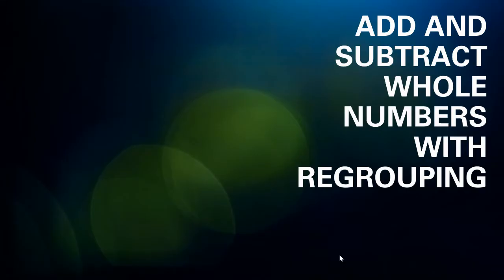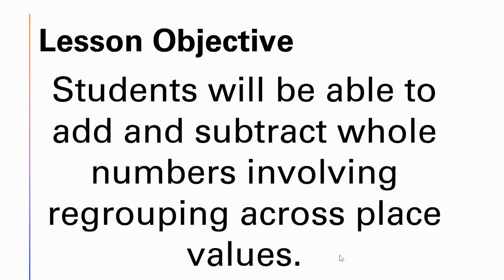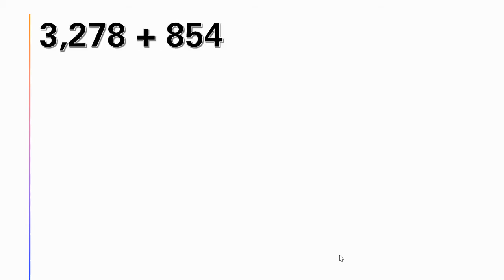Today we'll be adding and subtracting whole numbers with regrouping. The objective for today is students will be able to add and subtract whole numbers involving regrouping across place values. Let's start by adding 3,278 and 854.